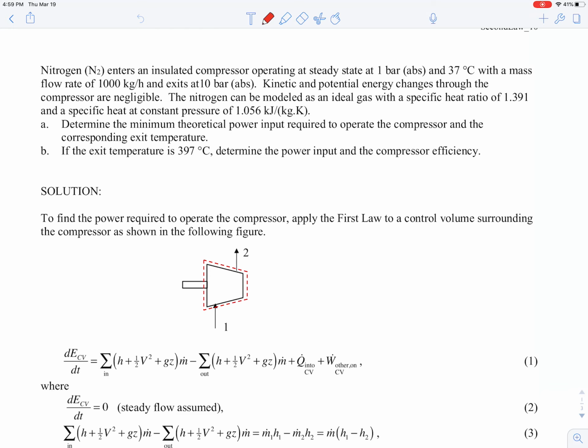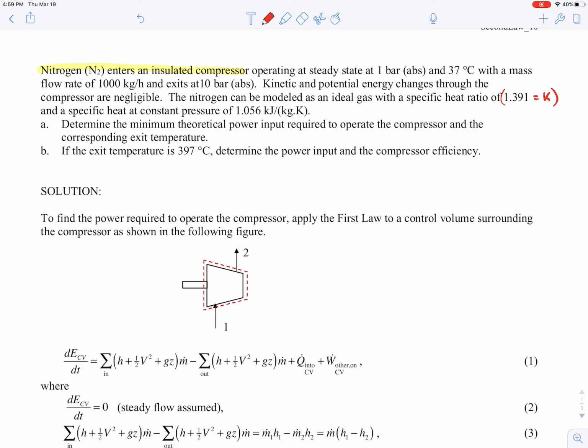So in this problem, we have nitrogen entering an insulated compressor, and it's operating at steady state at a given pressure and temperature and a given mass flow rate. And then we're also told the exit pressure. We're told we can neglect kinetic and potential energy through the compressor, and that we can model the nitrogen as an ideal gas with a specific heat ratio. Remember that the specific heat ratio is our K value here, so K is 1.391.